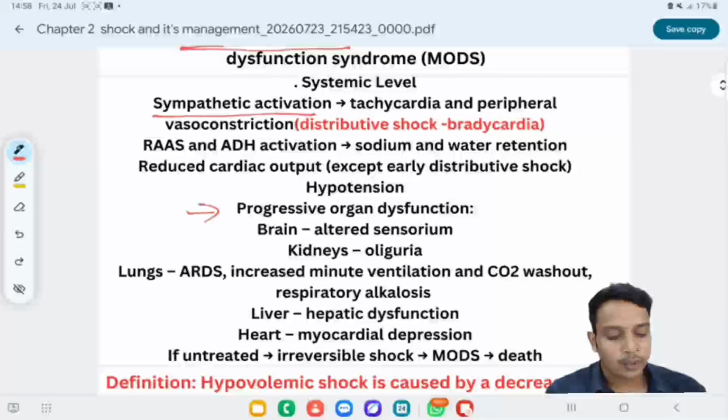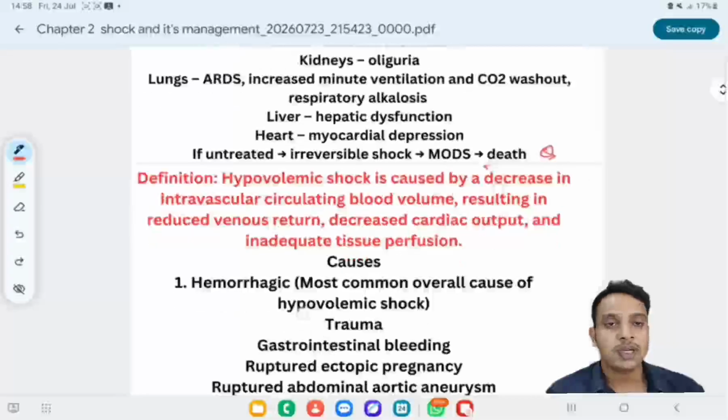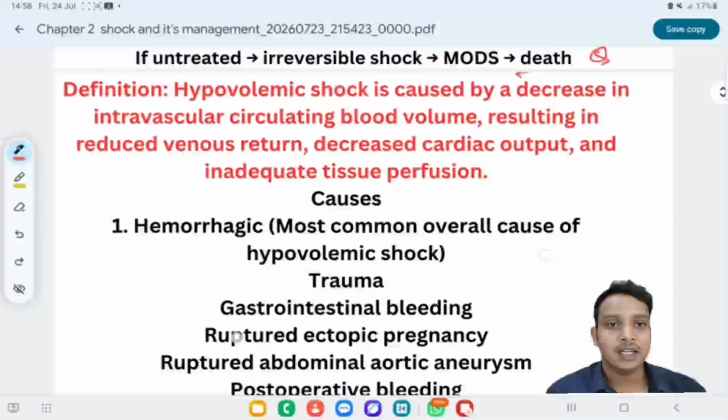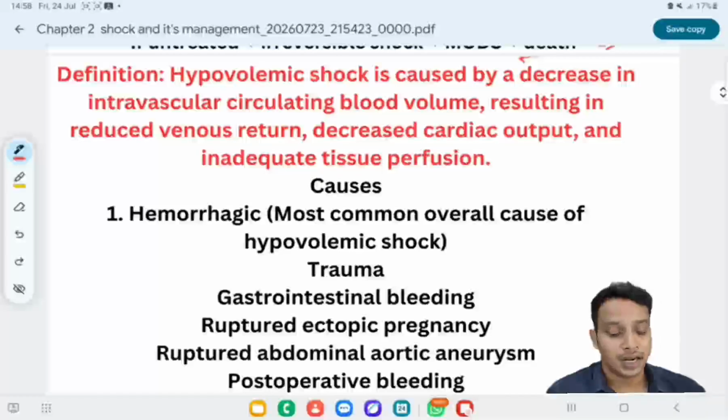So now we are going to see there are various types of shock. So first one is the hypovolemic shock. Hypovolemic shock is caused by decrease in the intravascular circulating volume, resulting in decrease in venous return, decrease in the cardiac output, and inadequate tissue perfusion.